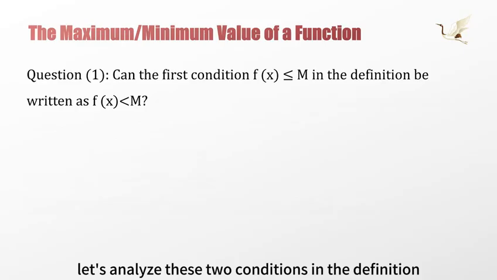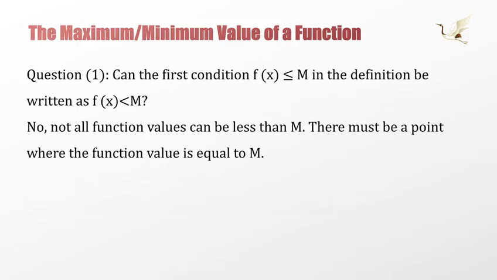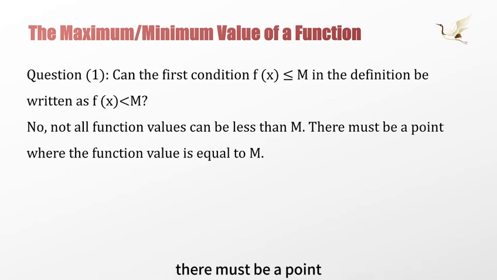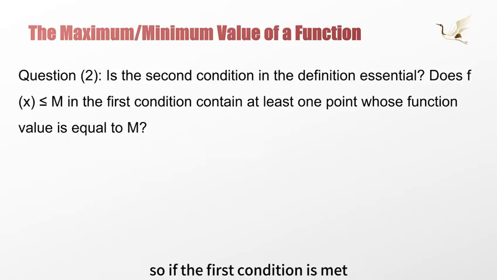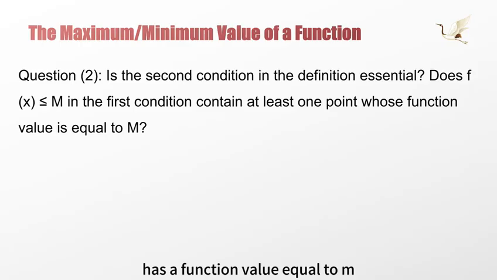Now let's analyze these two conditions in the definition. Can the first condition in the definition be written as f(x) less than M? No, because not all function values can be less than M. There must be a point where the function value is equal to M. So, if the first condition is met, f(x) is less than or equal to M, does it guarantee that at least one independent variable in the domain has a function value equal to M?